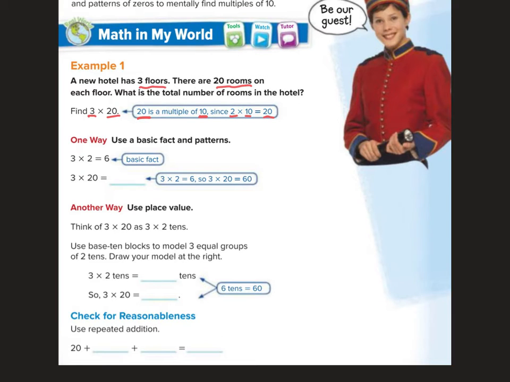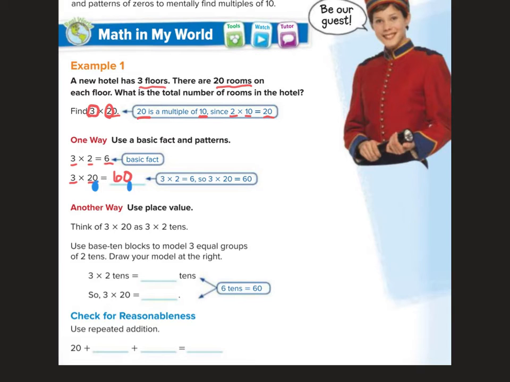So one way we can do it is we can think of it like this. We look at the 3, we look at the 2. And so I think about it like this: 3 times 2 is 6. So 3 times 20 is 60. Notice I have a 0 here, so I need a 0 in my answer.